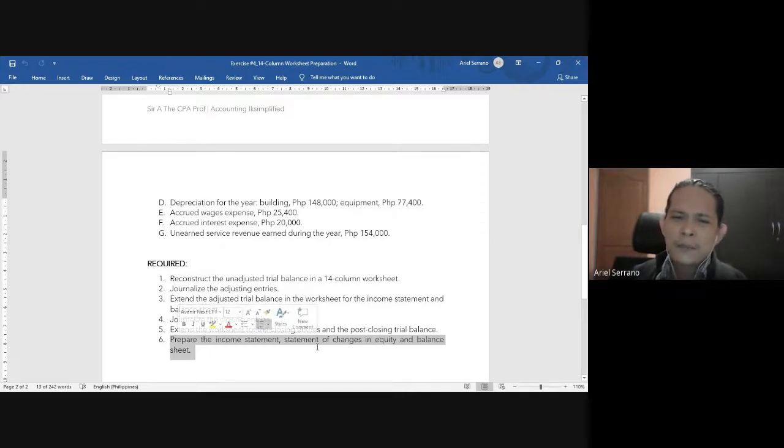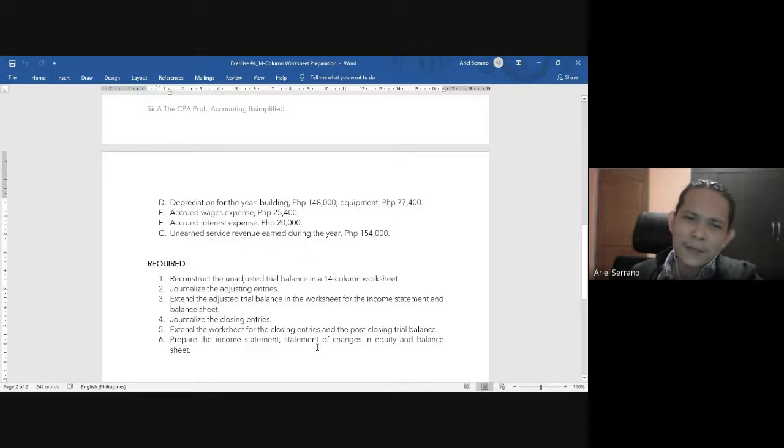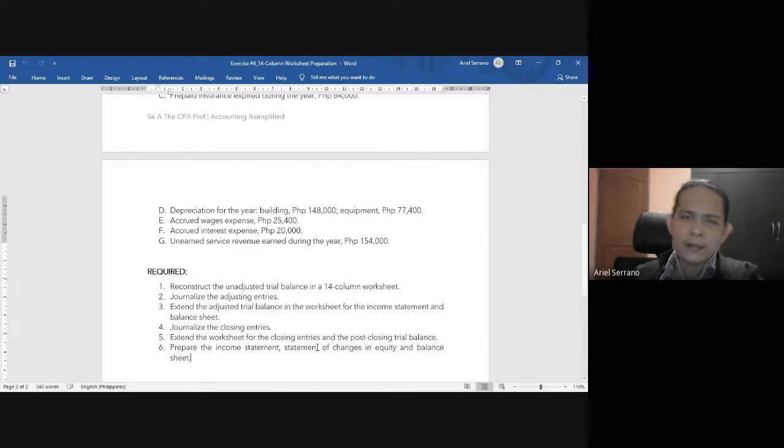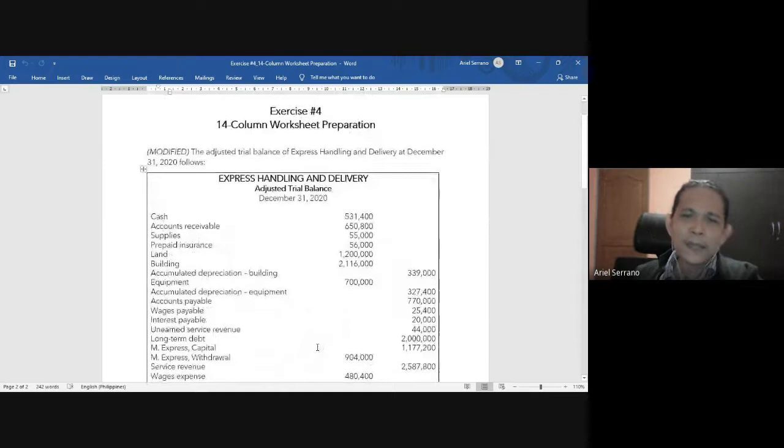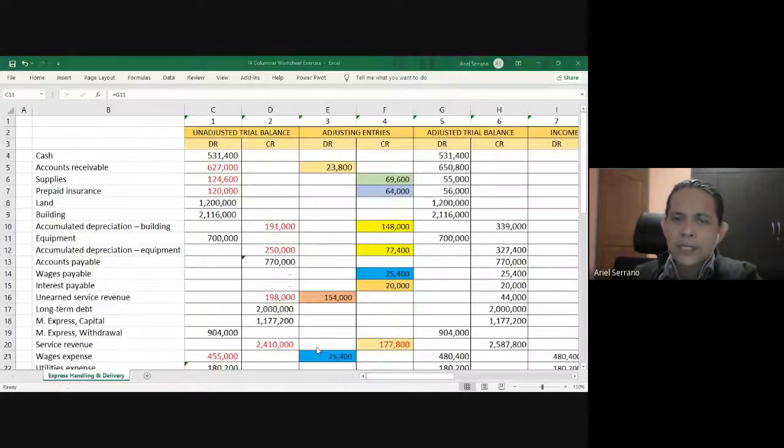Okay? This may be a struggle for some, okay? But if you know the concept, it will not be really that difficult, okay? But for those who still struggle on this part in the accounting cycle, let me help you on this one. So I have this worksheet, a 14-columnar worksheet.